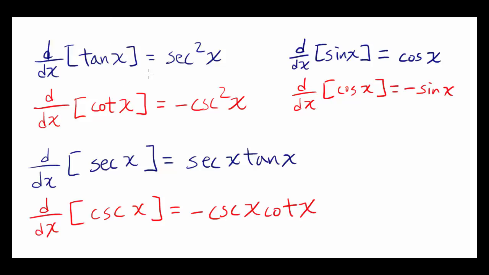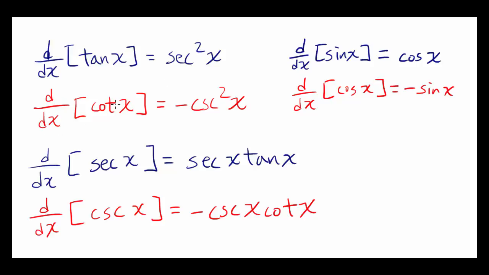But I'm not going to prove any of this in this video, but I'm still going to tell you what it is so you can memorize them and be ready for your AP test. Let's look at the first one. Derivative with respect to x of tangent of x is secant squared of x.